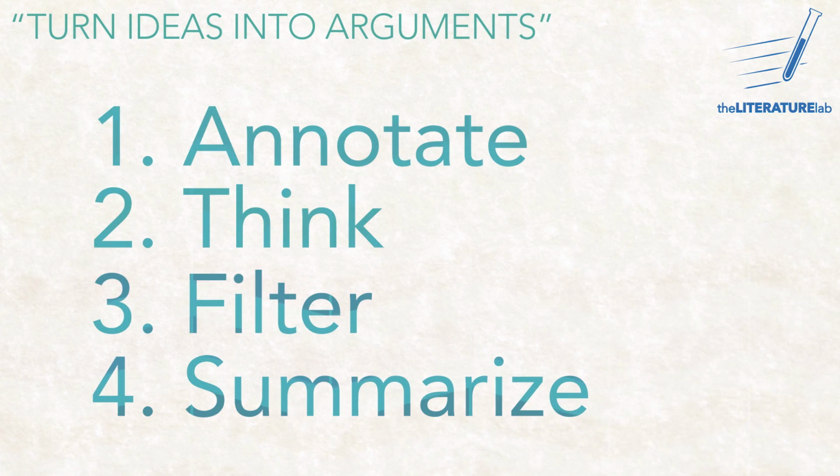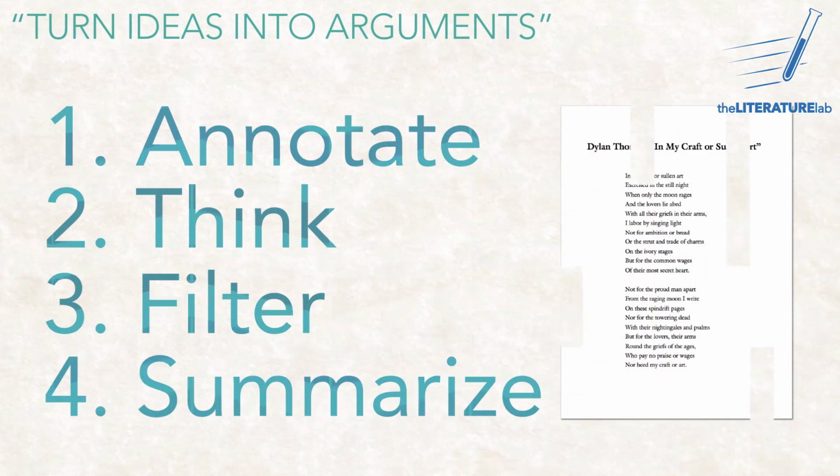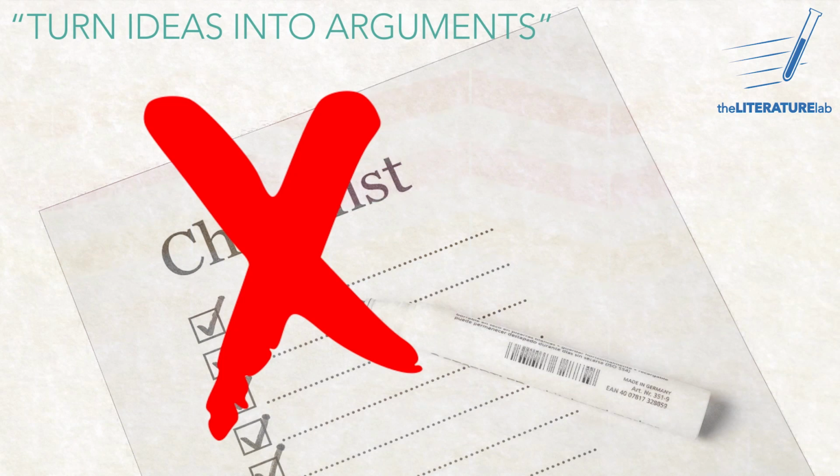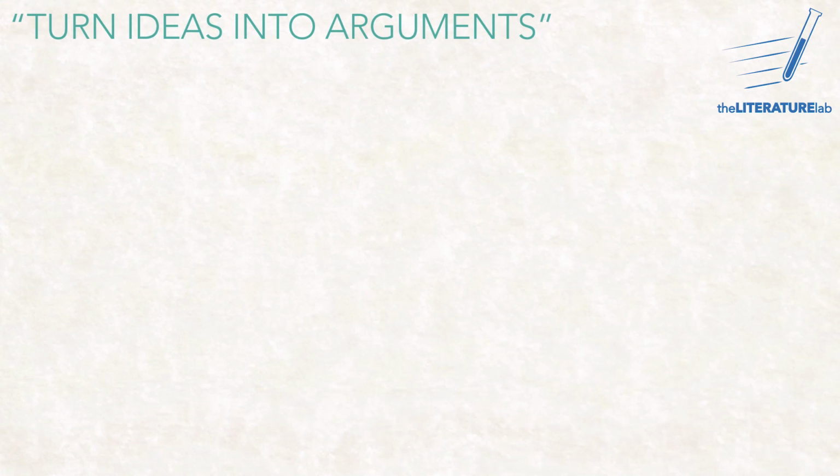This video will take you through these 4 stages, but we won't just talk about them, we'll practice them on a real text, a short poem by Dylan Thomas. But first, it's important to understand that this isn't a straightforward linear process. It's not a checklist. It's better to think of it as a cycle.